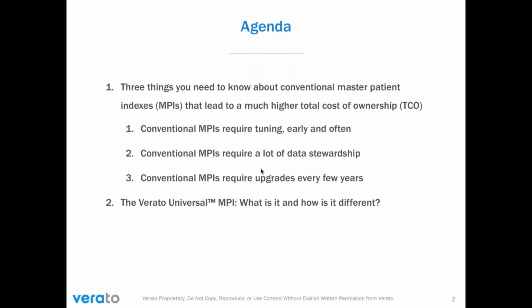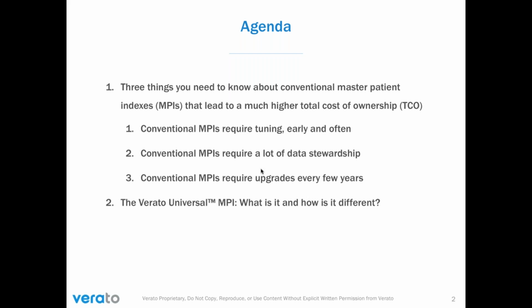The second piece is data stewardship. Data stewardship is a key element of an MPI program. And oftentimes, organizations don't understand the degree, or the amount of data stewardship they're going to have to do on top of what the MPI technology is doing on its own. So we want to talk through that a little bit.